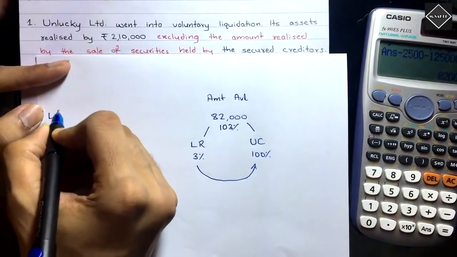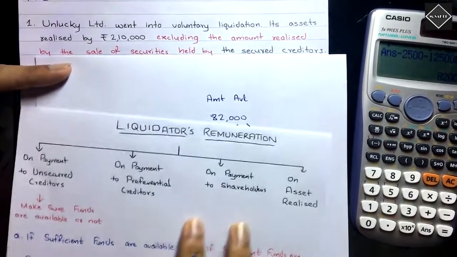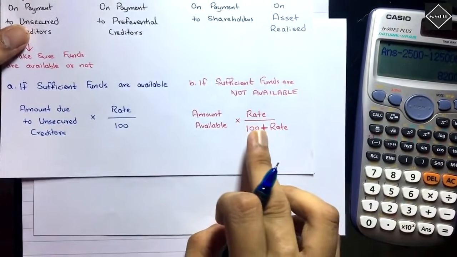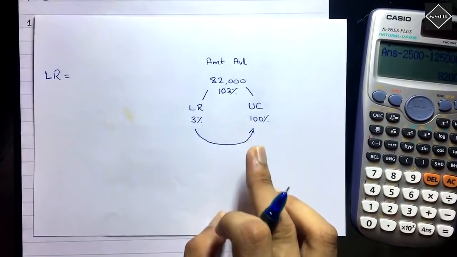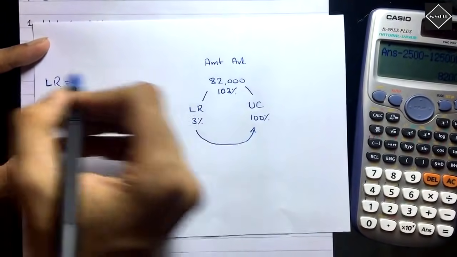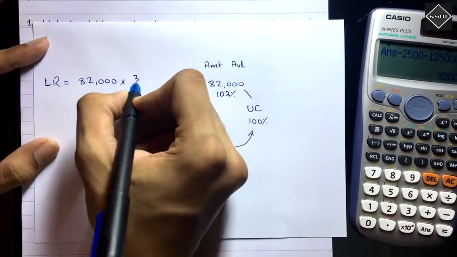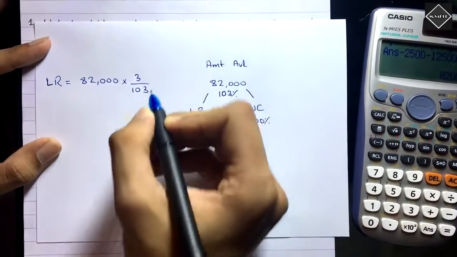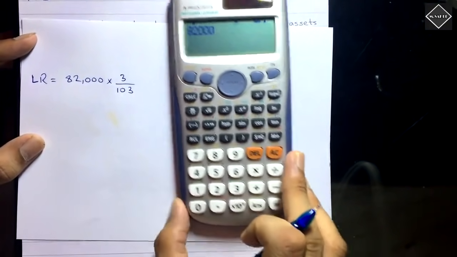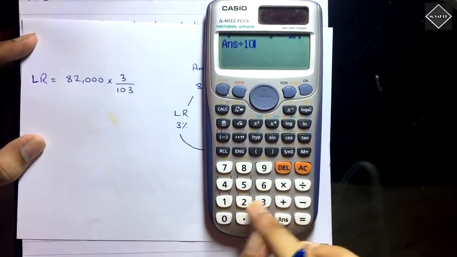To calculate liquidator remuneration, LR, the simple formula we have to use is rate divided by 100 plus rate, multiplied by whatever amount is available with you. So if it is 3% LR, then you have to make 3 divided by 103, right? So the amount available is 82,000 into 3 divided by 103.